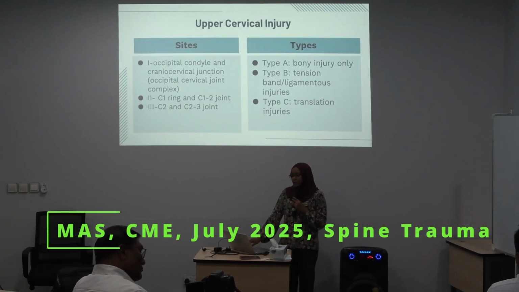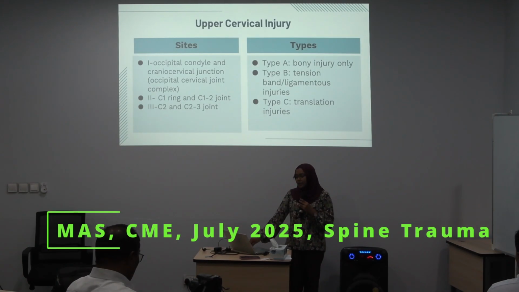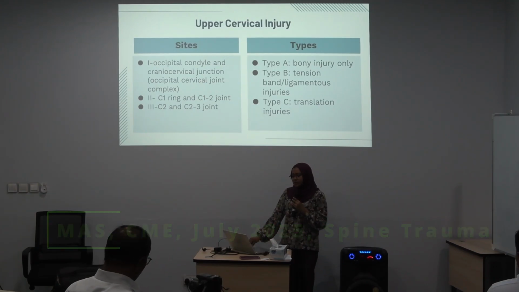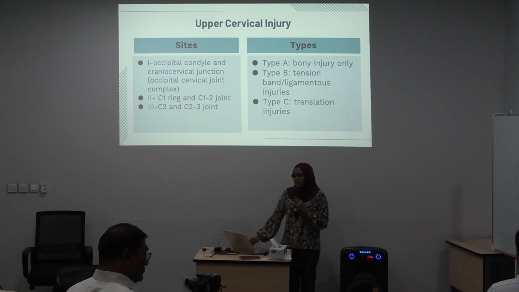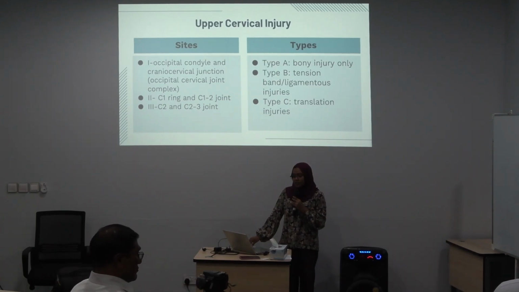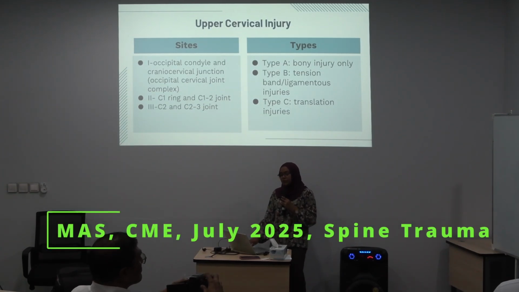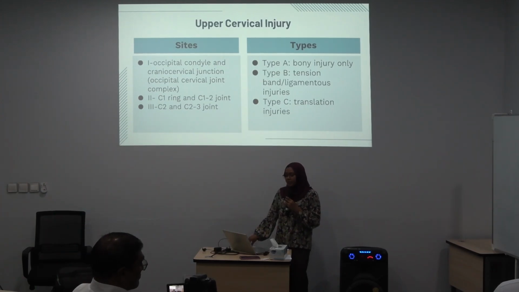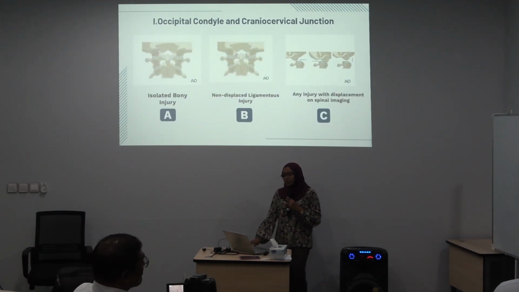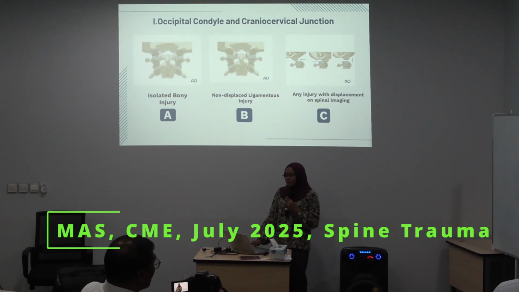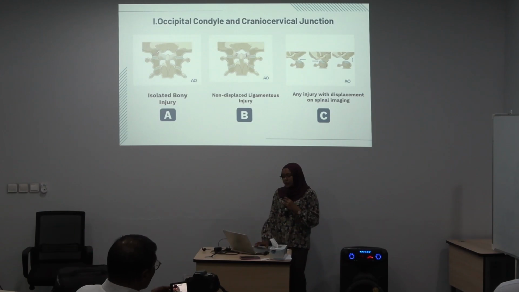For upper cervical injury, at first it is divided based on site, which is the occipital condyle and craniocervical junction, C1 ring, C1-2 joint, and C2 and C2-3 joint. Then again it is subdivided into type A, where we will see only bony injuries, type B when there is involvement of tension band or ligamentous injury, and type C when we see any form of translation. Here you can see occipital condyle and craniocervical junction injuries, from isolated bony injury to displacement on spinal imaging, where there will be craniocervical junction displacement.